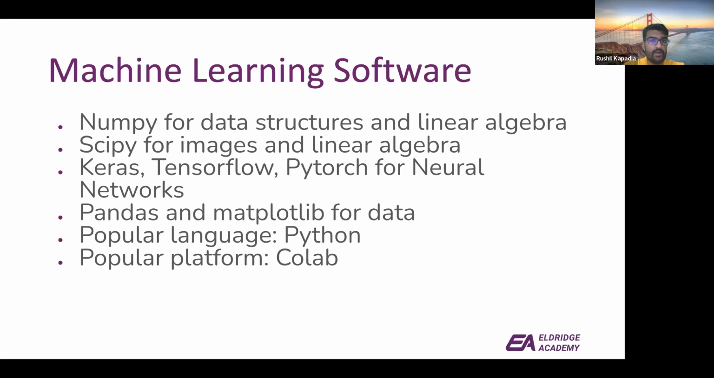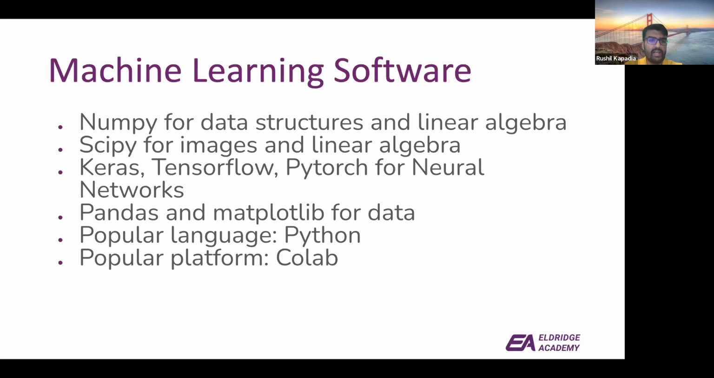SciPy is good for images and also other sorts of linear algebra. Especially when we get to computer vision or image identification, SciPy can really help us out there. There are 3 major libraries used for the actual neural network. They provide things like CNNs and RNNs. Those are Keras, TensorFlow, and PyTorch. Those are all separate libraries, and depending on your use case, you can use one or another, but they're all pretty good. And lastly, use pandas and matplotlib for the data. They help you arrange your data, visualize your data, and work with your data more easily.